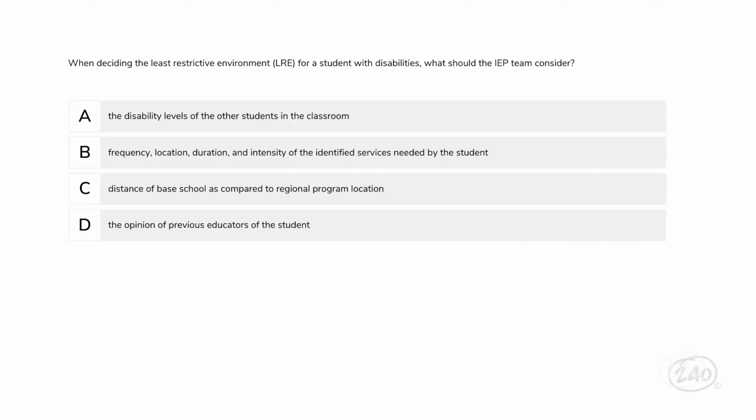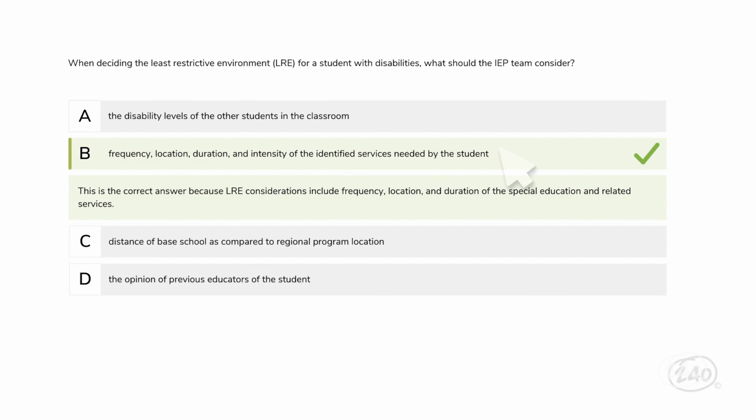Next up, diverse learners. Ooh, here's a great example focusing on creating an IEP. Remember, even if you're not a special education teacher, you may spend time on an IEP team for your students. When deciding the least restrictive environment, LRE, for a student with disabilities, what should the IEP team consider? The best answer is this one. In order to create the least restrictive environment for a student, the frequency, location, duration, and intensity of the identified services the student requires need to be considered.